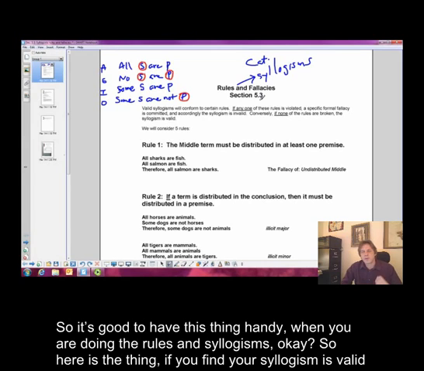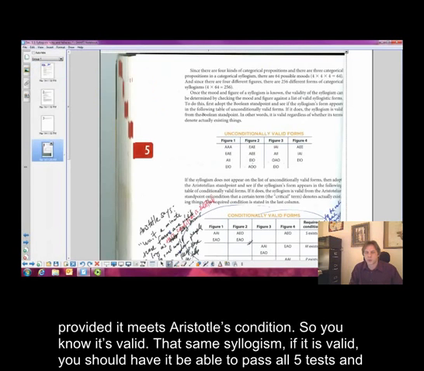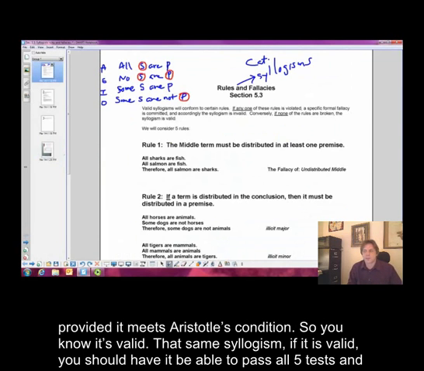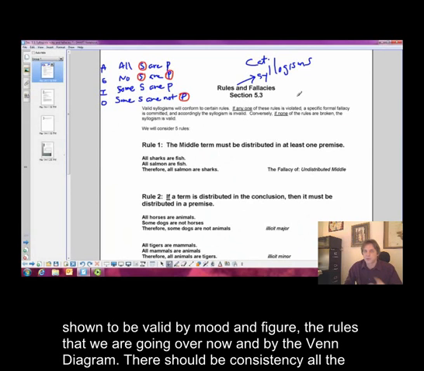So here's the thing. If you find your syllogism is valid because you have found it on either of the two lists of mood and figure, let's say the syllogism you look at, you find the mood and figure here or here, provided it meets Aristotle's condition, so you know it's valid. That same syllogism, if it is valid, you should have it be able to pass all 5 tests and not violate one of them. So these tests, mood and figure, syllogistic rules and fallacies, and Venn diagrams, if something's valid, it should be shown to be valid by mood and figure, the rules that we're going over now, and by the Venn diagram. There should be consistency all the way across.